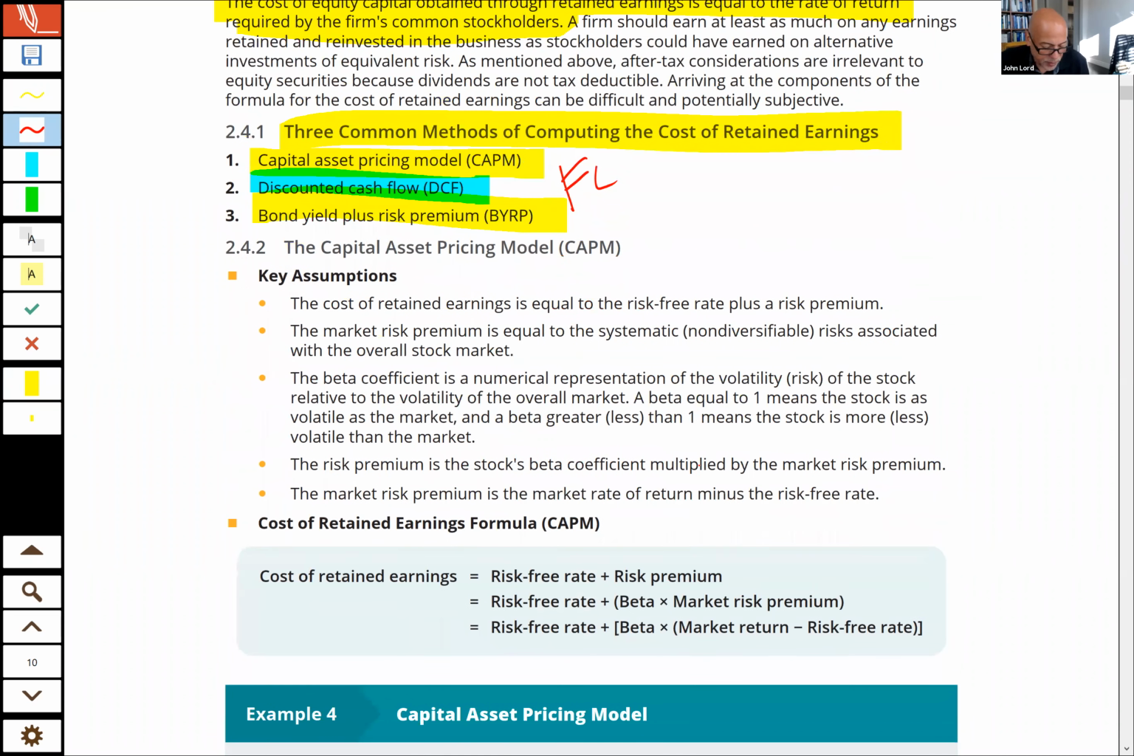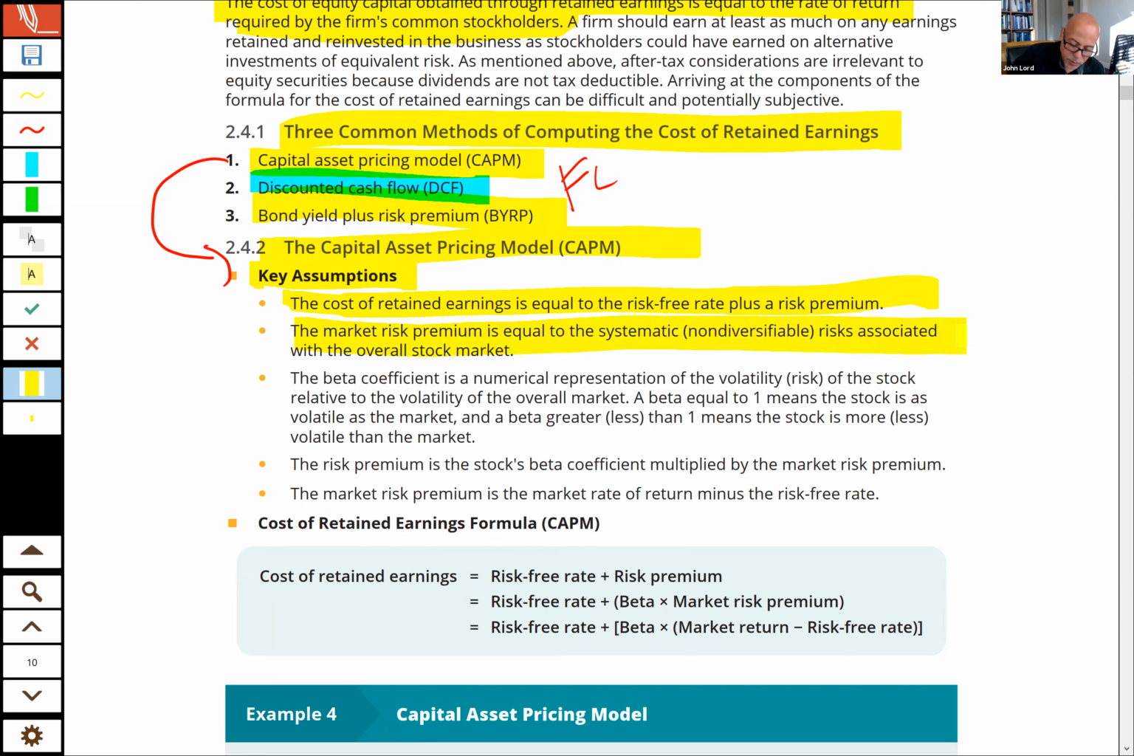Okay. Now, we're going to start with the capital asset pricing model. I like this. I don't know why. I just think it's kind of fun to use here. Okay. And so let's just take a look at the key assumptions. Cost of retained earnings is equal to the risk-free rate of return plus a risk premium, okay? The market risk premium is equal to a systematic non-divisible risk associated with the overall stock market. And then the beta coefficient is a numerical representation of the volatility of risk of the overall market.